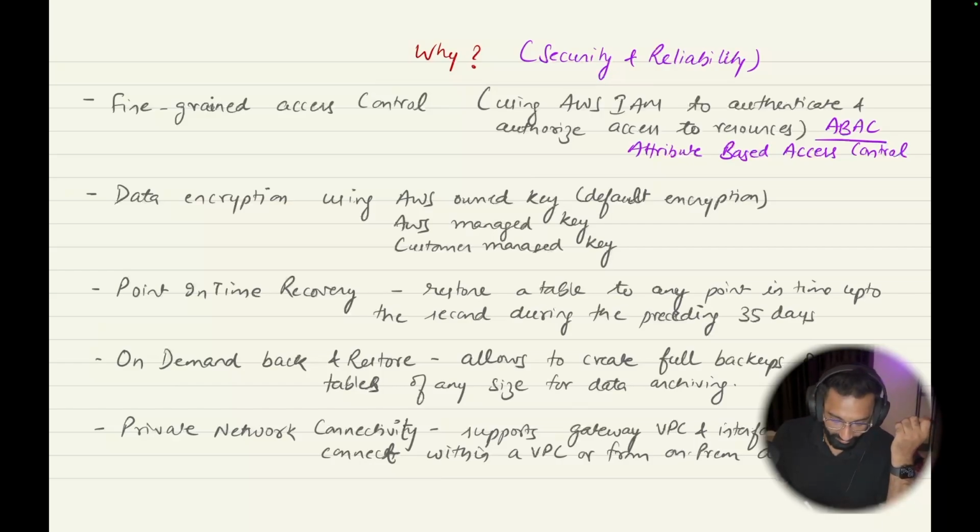Point in time recovery is another reason. You can restore a table to any point up to the last 35 days. Then there is on-demand backup and restore, which allows you to create full backups of your tables of any size for archiving. Private network connectivity: if you want this database connected via VPC or just available under a particular network, or to be accessible via on-prem data centers, that's also a possibility.